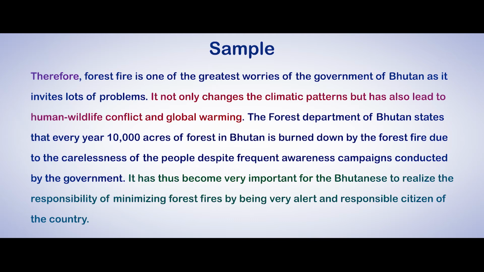Let's look at the last line. Do you think there is some kind of reminder for the readers? Do you think it's a wake-up call for us? Because the author says it's time for the Bhutanese to realize the responsibility of minimizing forest fire and being a very responsible citizen of the country, because forest fire causes a lot of damage to the resources of Bhutan every year. So that's the wake-up call. It could be a reminder. So this was an example of a concluding paragraph. It may not be a perfect example, but I think it's good enough.